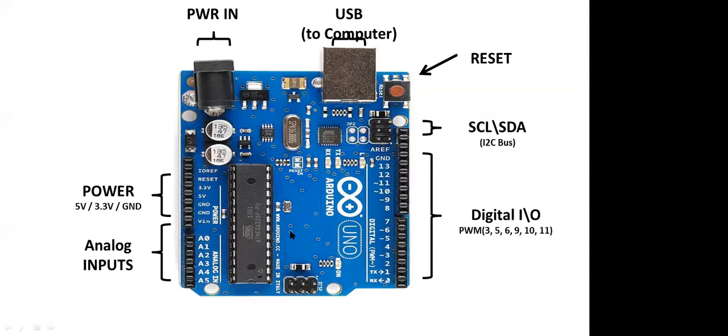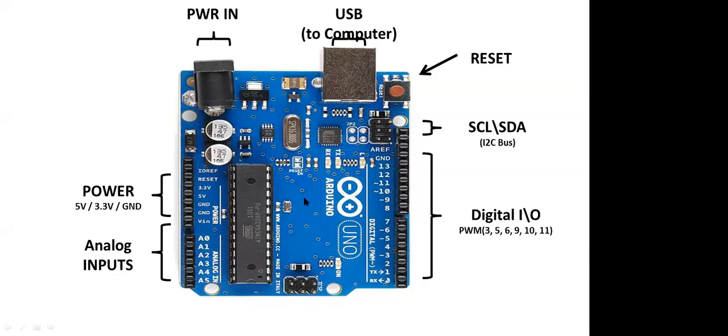So how much power do we have to give it? We have to give 5 volt to this board, but we can supply 9 volt over here. There is one voltage regulator over here, that is 7805 or something like that. That will convert the 9 volt into 5 volt, and that 5 volt supply is given to your board.